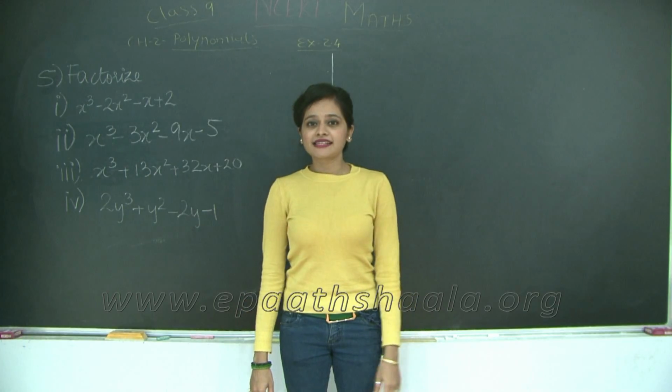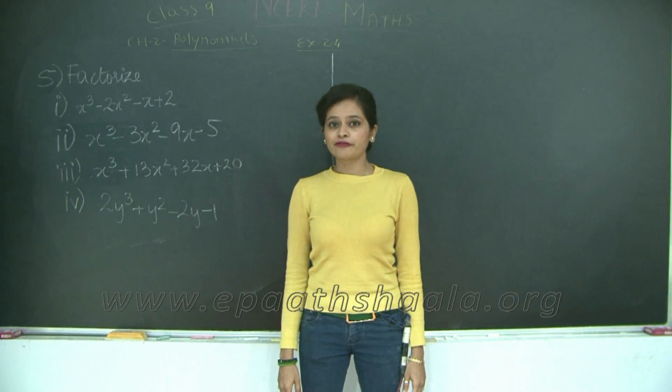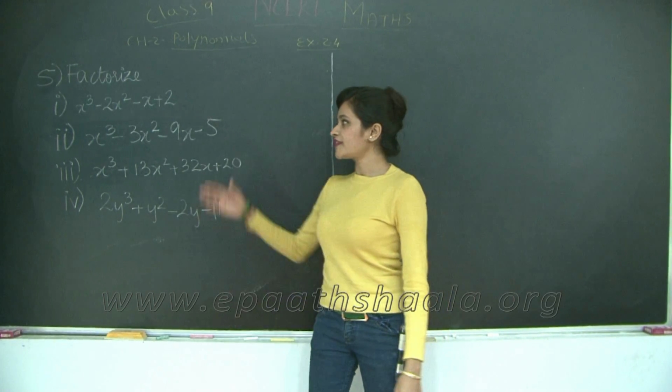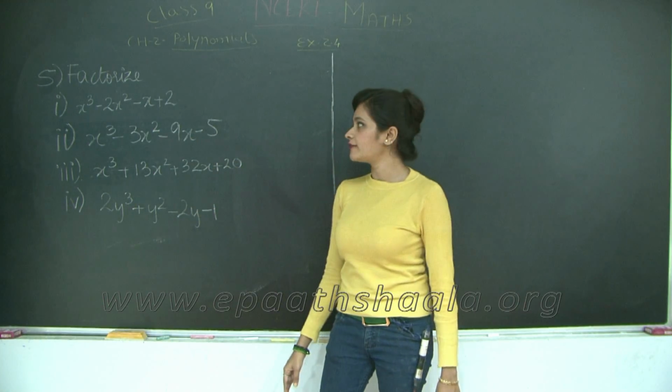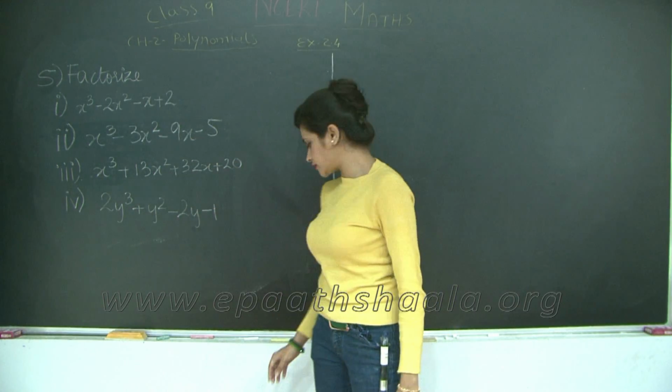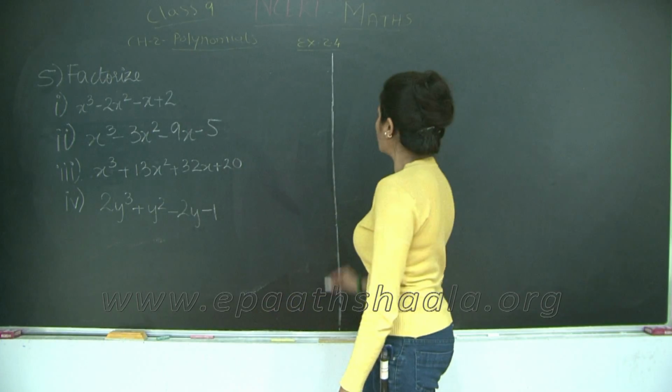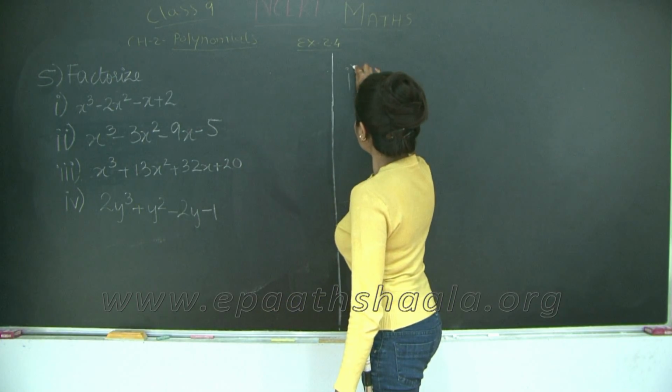Hello students, let's continue with polynomials exercise 2.4, the last section where you need to factorize. Now if you notice these terms, they are all cubic polynomials, therefore we will have 3 terms as the factors, which is 3 factors, right? So let's take the first one.